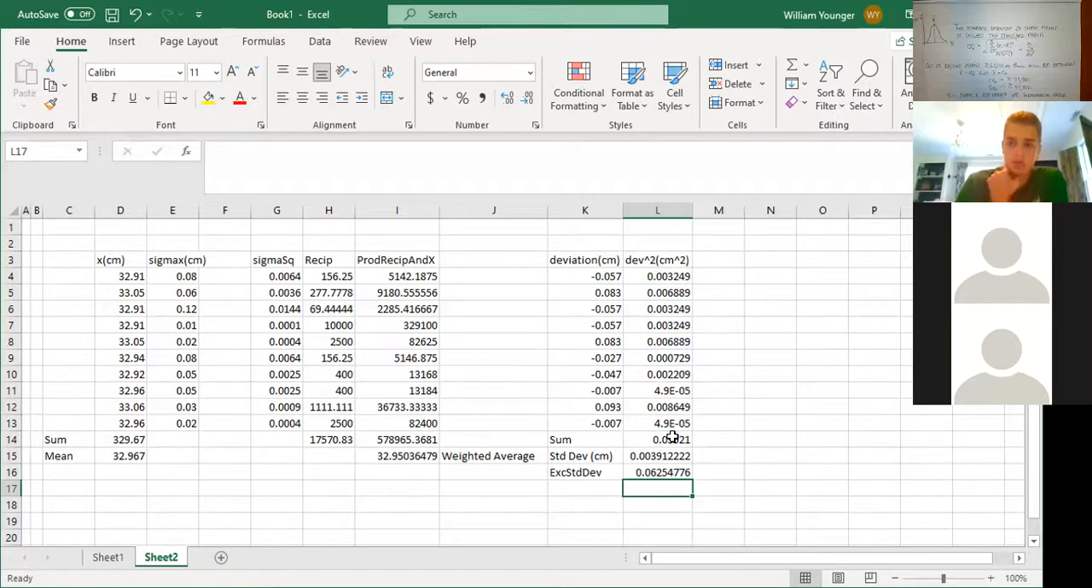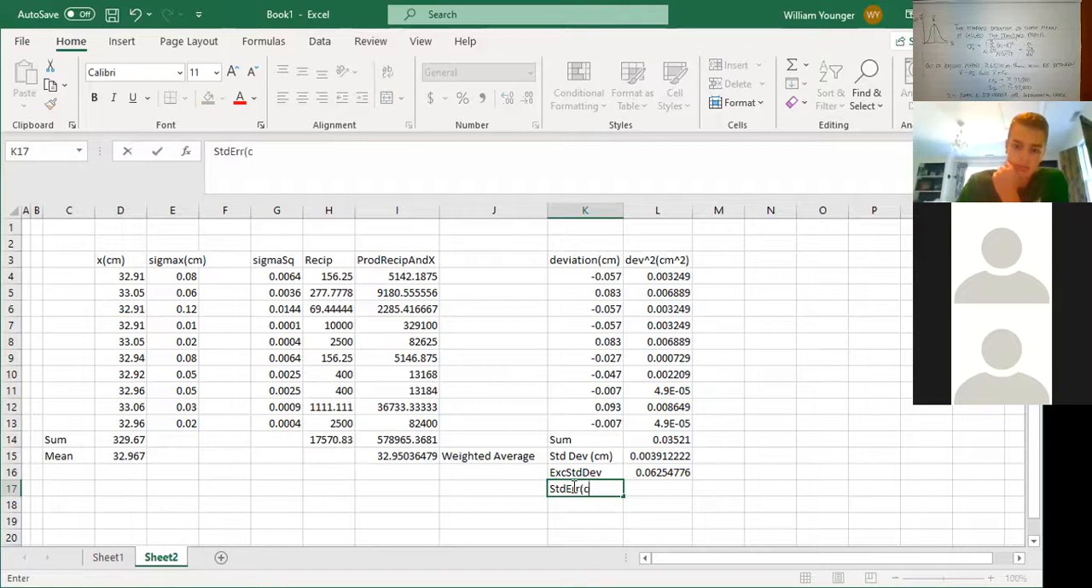So we got that. Now what I do need to do is find the standard error, and that's also in centimeters. And remember, the standard error is just the standard deviation divided by the square root of n. So I'm going to take my standard deviation and divide it by the square root, SQRT, of 10.